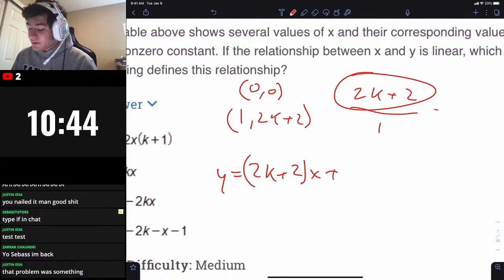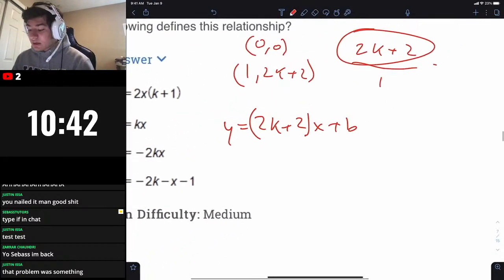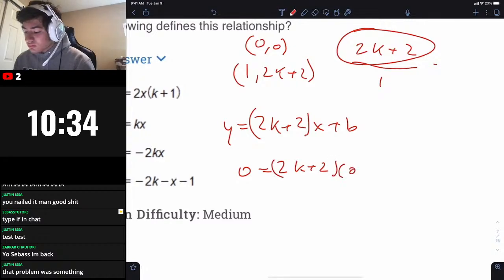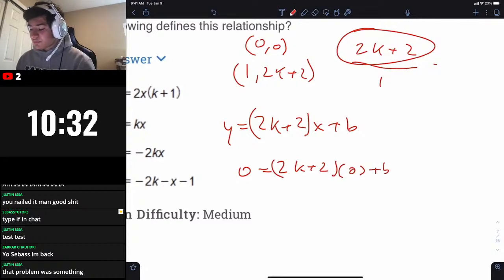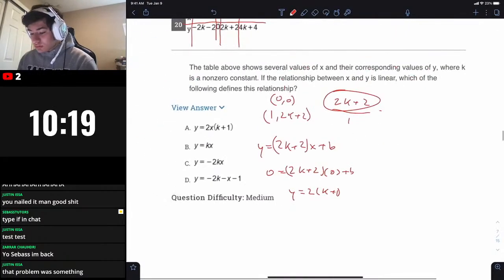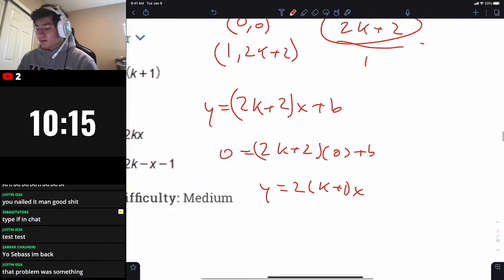And to solve for b, we need to plug in a point that's on the line, which I can plug in, 0, 0, because that's on the line. So b is 0. Which means that y is equal to 2 times k plus 1, x. Yeah. Okay, the answer is A.